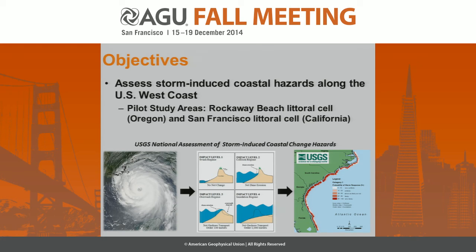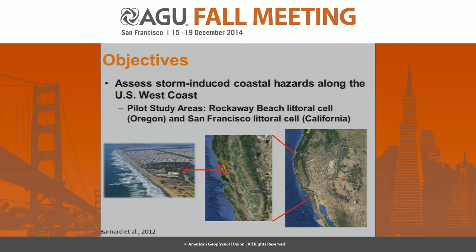However, there really isn't a regionally consistent way to do this on the West Coast. We don't have hurricanes, and we have large-scale climate variability that affects storminess. So we're working on coming up with that methodology by looking at extreme total water levels, so for example, the 100-year event instead of categories of storms.